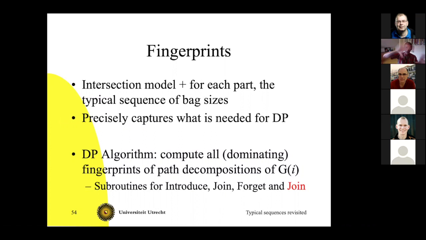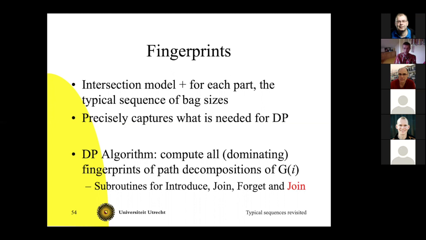Now for treewidth, it's very similar, except that in your tree decomposition you still have some parts which you first throw away, and then you have some trunk of the tree, and the tree itself can be split into something like L square different parts, and for each part again you have a typical sequence. So the algorithm would work as follows.